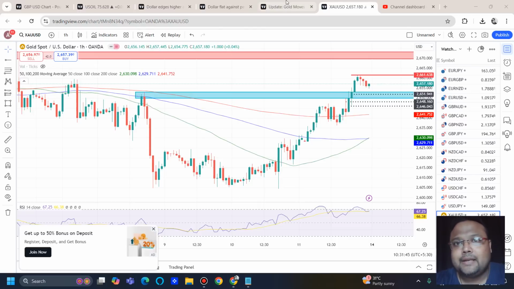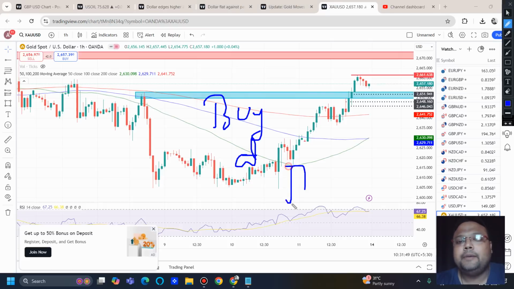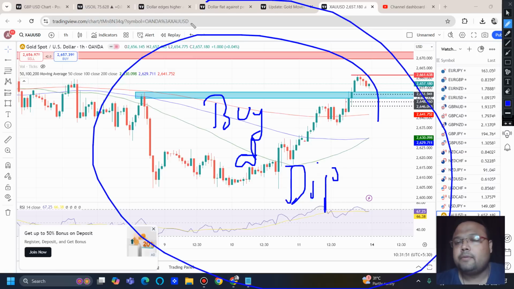Let me write it down. Buy at dip is the best trading strategy. It means whenever the market comes for a retracement, we get the best price to buy.